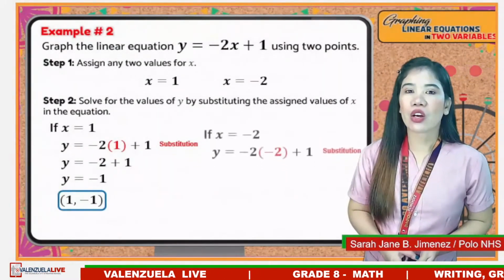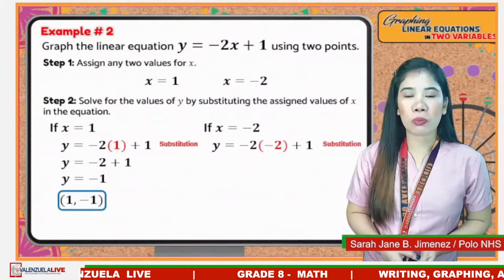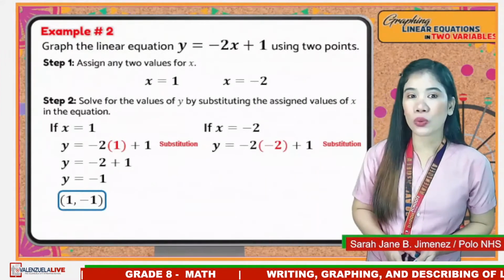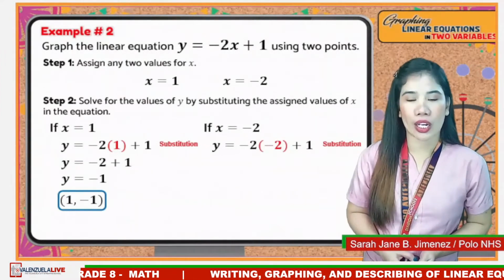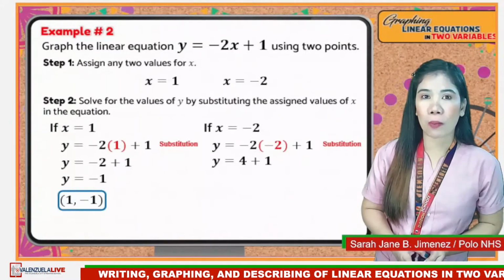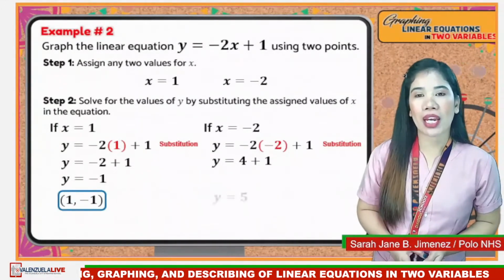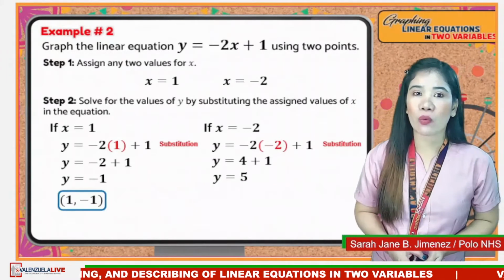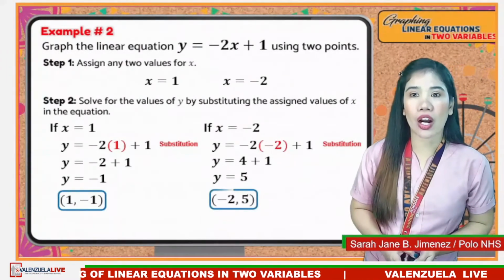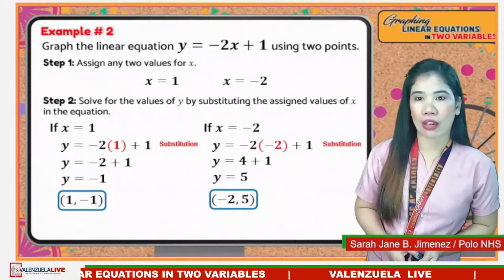For the second value of x, which is negative 2, by substitution, we will have y is equal to negative 2 times negative 2 plus 1. Simplifying, it will become y is equal to 4 plus 1. Combining 4 and 1, the value of y is 5. The coordinates of the second point are negative 2 and 5.